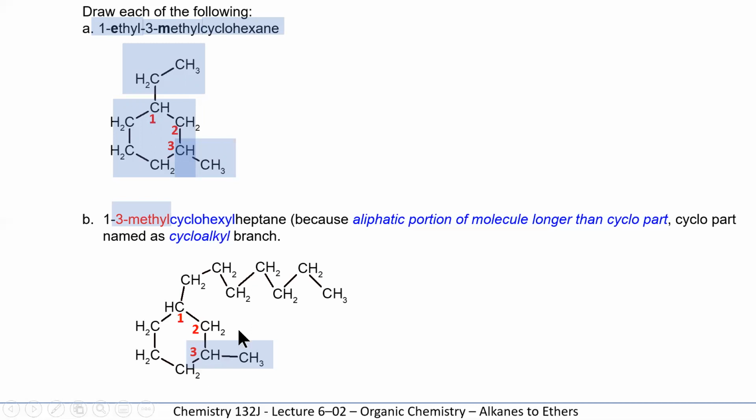This whole thing is a cyclohexyl. It's attached to the first carbon, which is where the 1 and cyclohexyl come from. And the parent chain again is 7 carbons. That's where we get the heptane. And we number the parent chain accordingly.